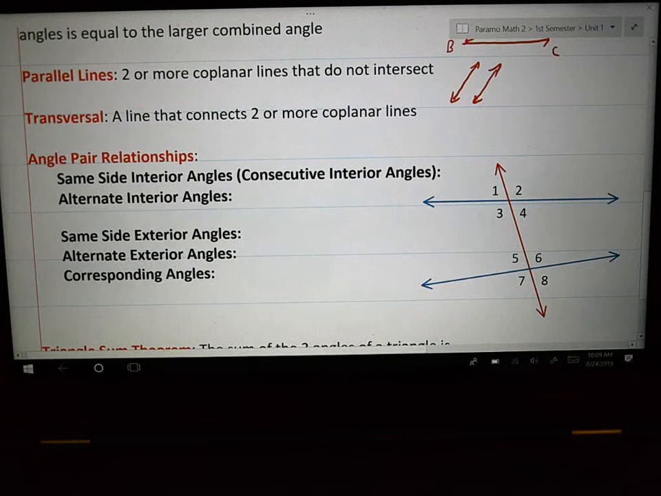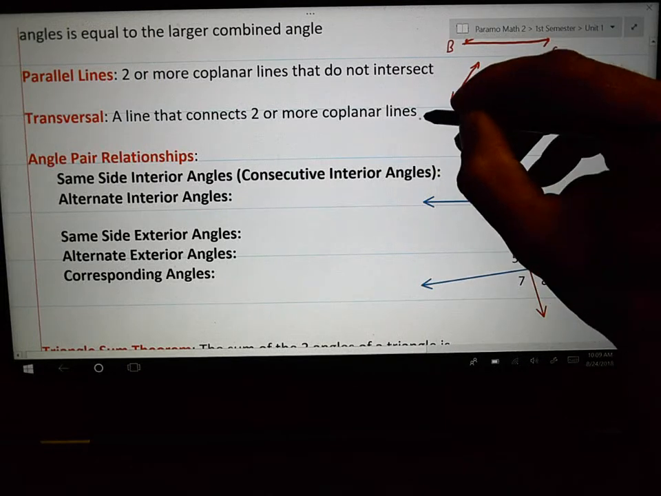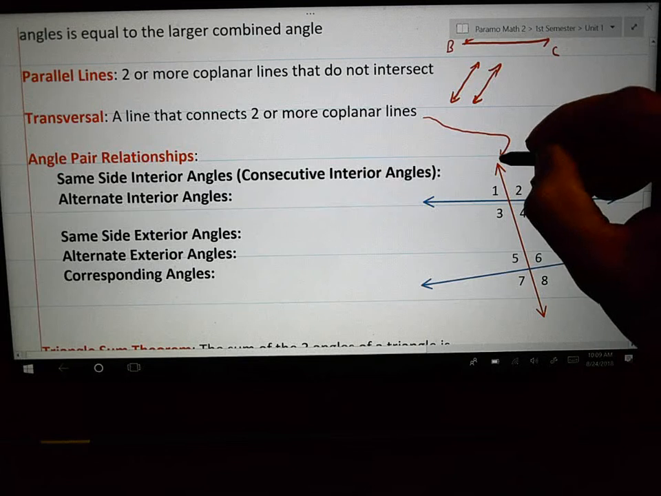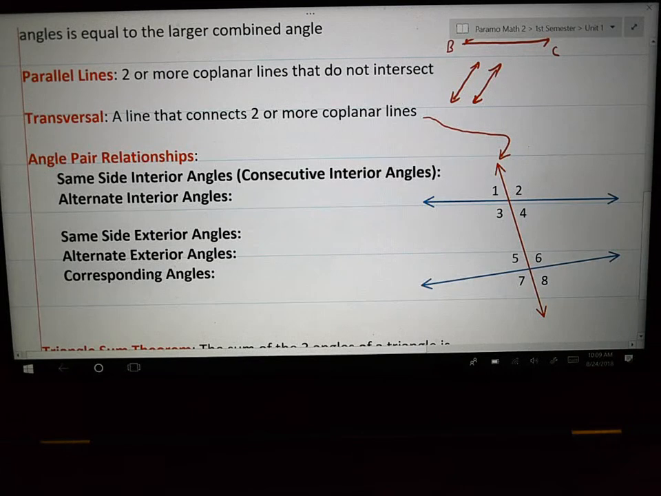Since this is color coded and I have blue lines and red line, which one is the transversal? Say the color out loud. Red. I'm going to put a little arrow here saying that this is the transversal. The transversal is the line that connects the other two lines. It goes through two other lines.